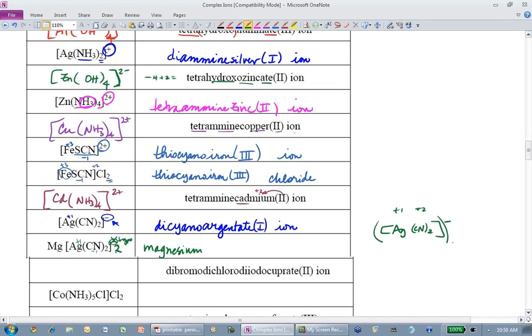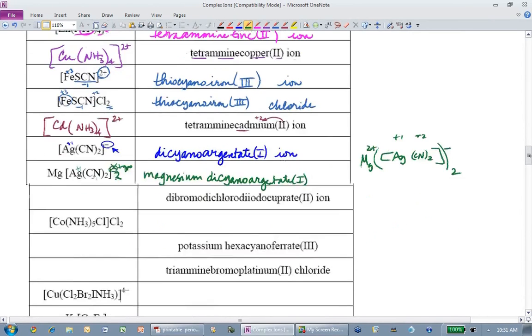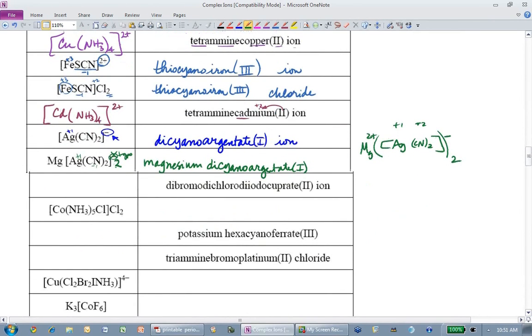But what we're doing basically is having 2 of them to go with the Mg, because Mg, you know, is 2+ in the 2A metals. So that's the story there. So we name it magnesium dicyanoargentate, Roman numeral 1. And that is a compound, so I don't put the word ion behind it. So that one you won't see on the AP exam, but again, I'm just trying to complete your education here.